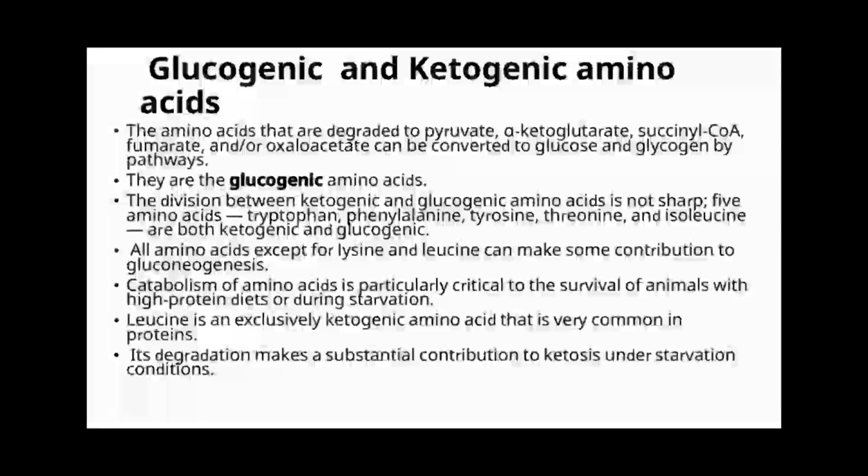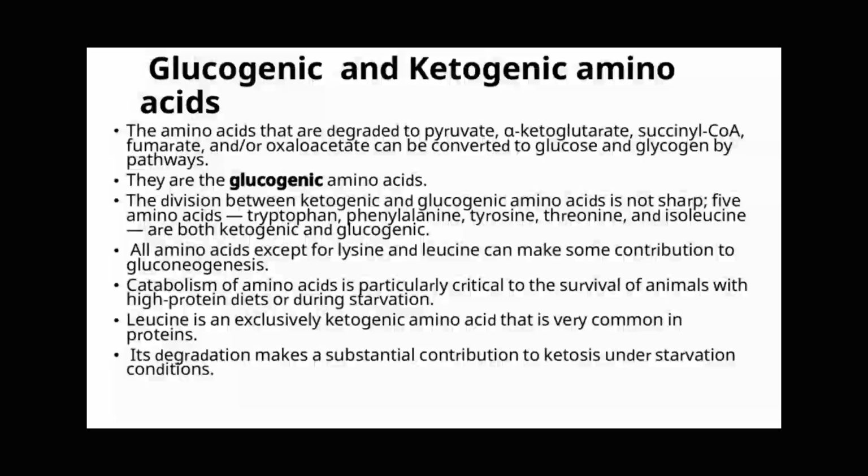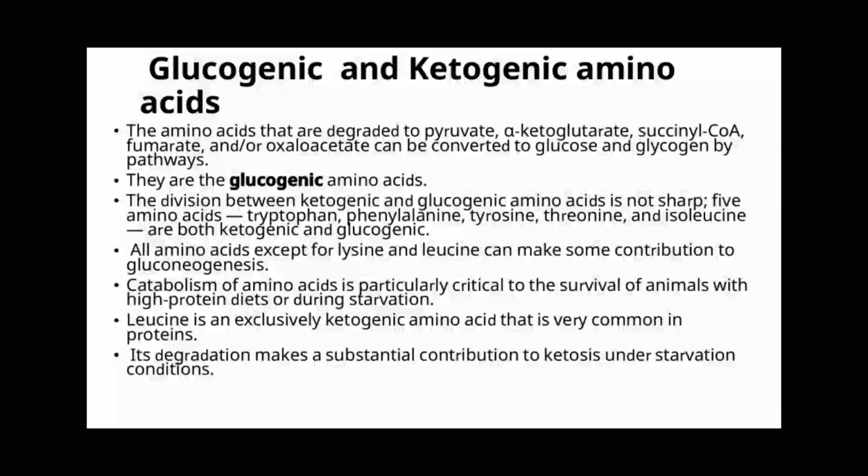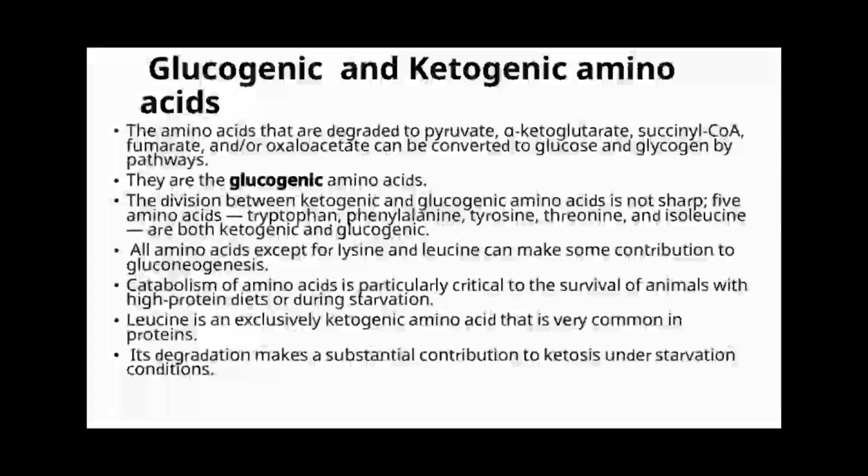We call these the glucogenic amino acids. It's important to note that the boundary between ketogenic and glucogenic amino acids isn't always clear-cut. In fact, 5 amino acids, tryptophan, phenylalanine, tyrosine, threonine, and isoleucine, are both ketogenic and glucogenic, meaning they can contribute to either pathway depending on the metabolic context.